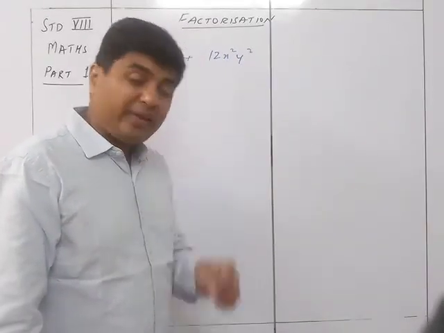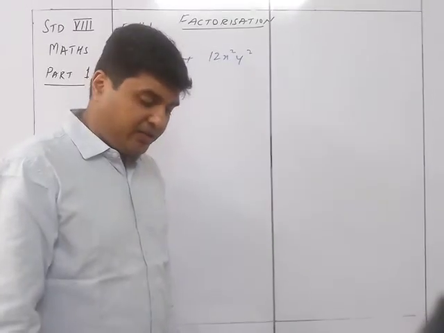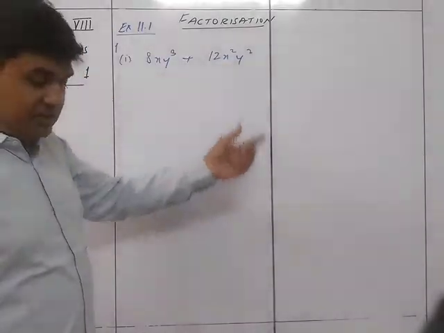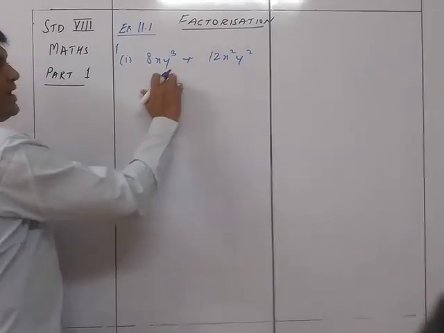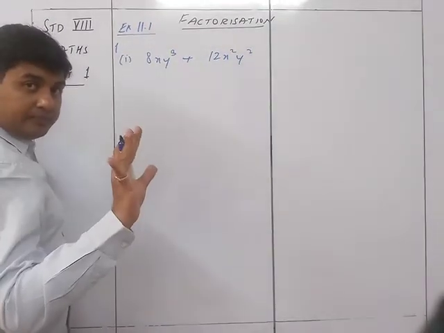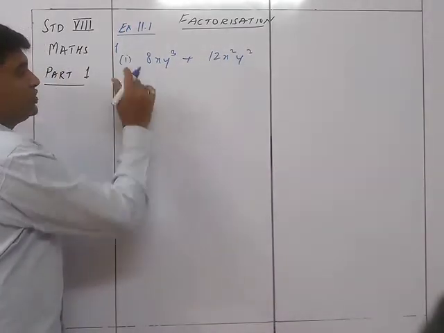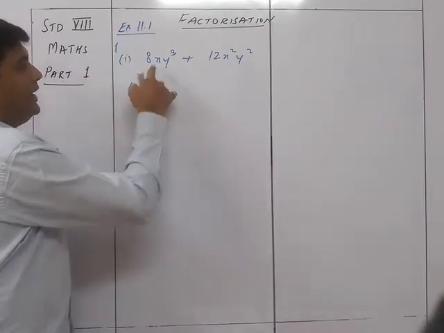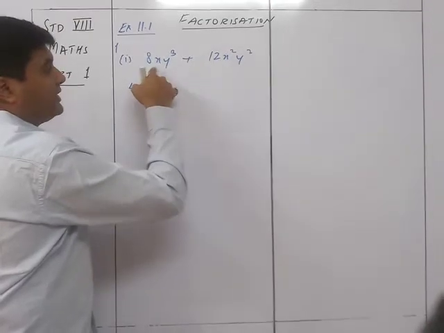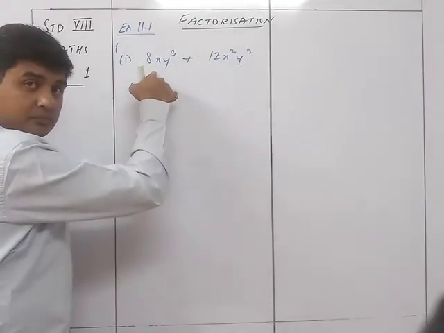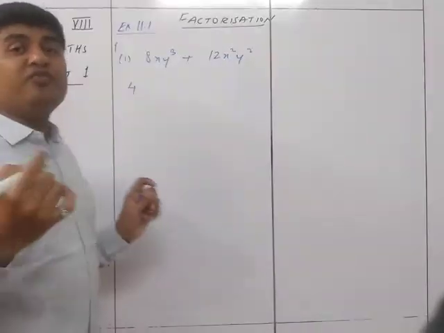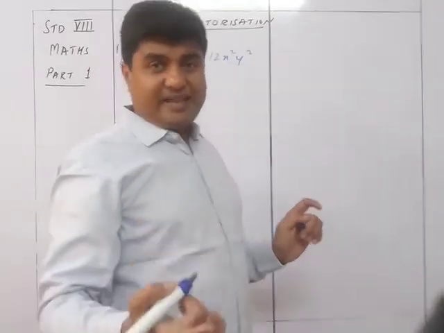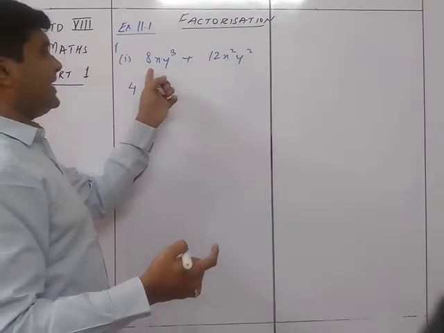So what we can see over here is we need to find out the factors of this and this. Between 8 and 12, what is the common factor? 4. Right? So this will be 4. x and x square, what is the factor? x is the factor. The least common thing which is here, so it is the highest common factor. The highest common factor, HCF, of x and x square is x.